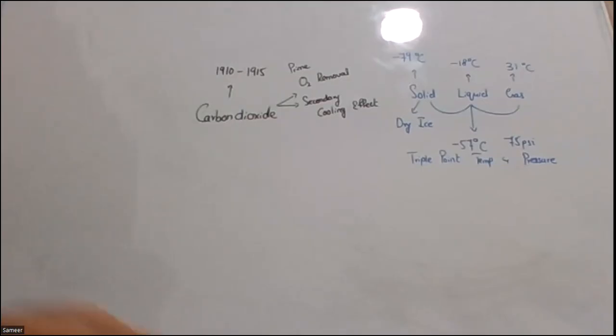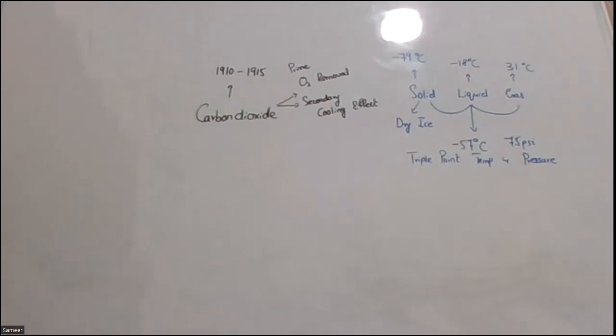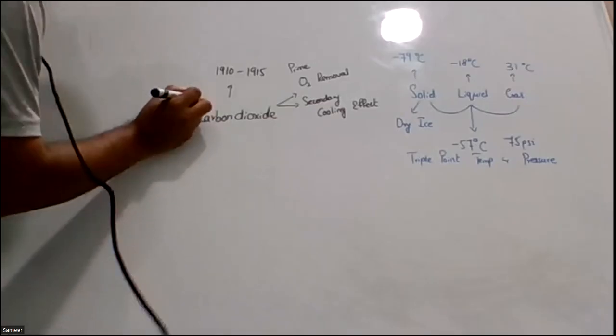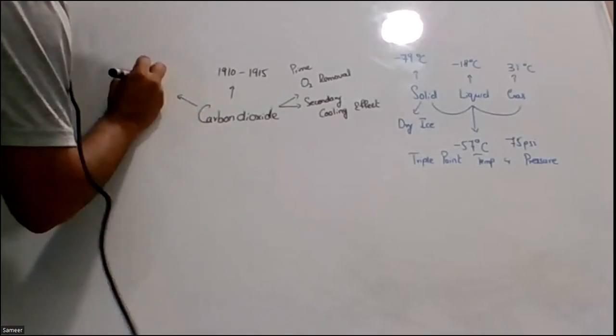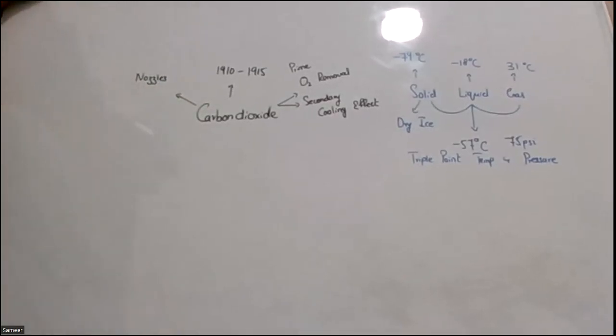Carbon dioxide extinguisher. Why do we have to wait for the carbon dioxide to be in all three forms? What is the feature of that? We will discuss that later on, why the triple point temperature and pressure is important. But anyway, the carbon dioxide is usually in a standpipe system. The carbon dioxide is usually discharged from nozzles, right?